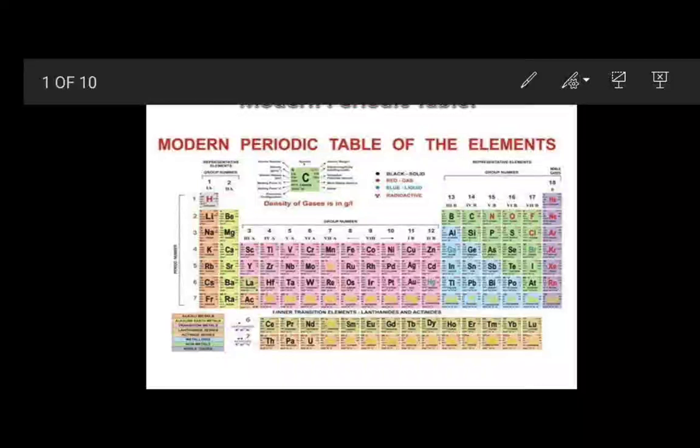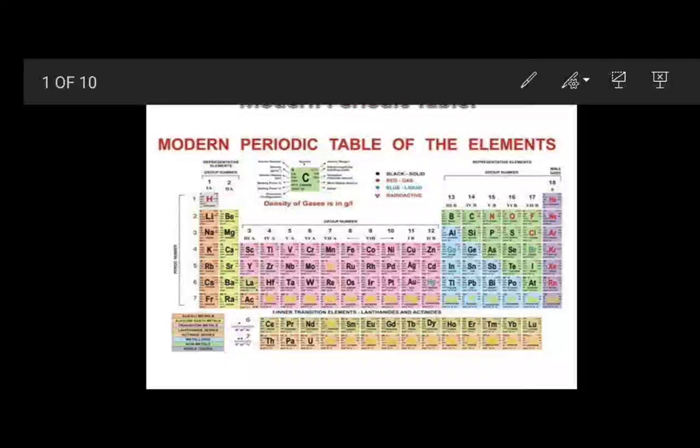Apart from these 7 rows, 2 rows are shown separately at the bottom of the periodic table. These are called lanthanide and actinide series. The entire periodic table is divided into 4 blocks. Group 1st and 2nd S block, group 13 to 18 P block, group 3 to 12 D block, lanthanide and actinide series, that is F block.